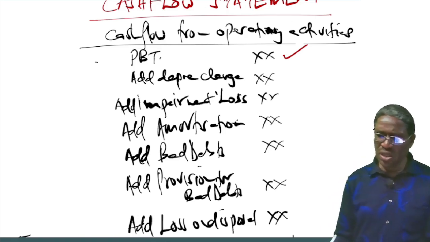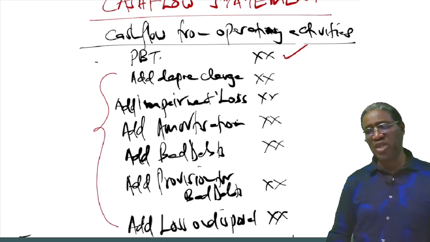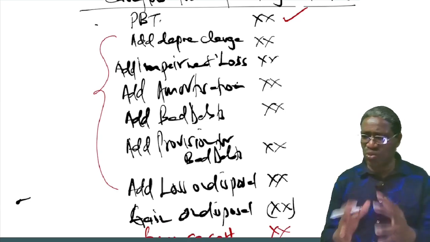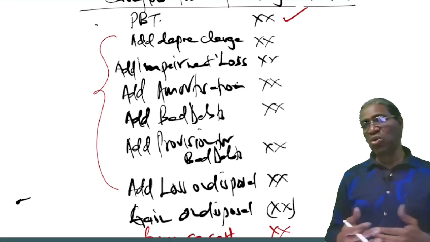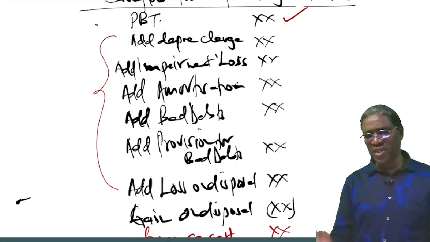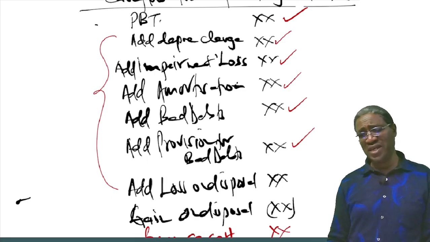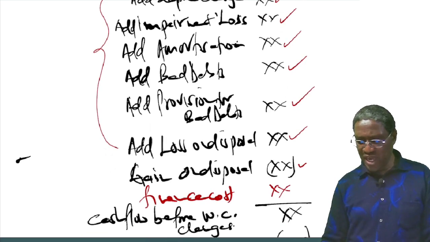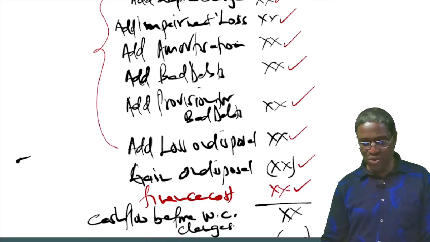Then we were saying you adjust it with all the non-cash items that your company would have incurred, all the non-cash items that went into the income statement or the profit and loss, yet no cash was involved. We gave examples like depreciation, impairment, amortization, bad debts, provision for bad debts. Then I also gave you another example, loss on disposal, gain on disposal. You remember we said you minus, and finance cost.